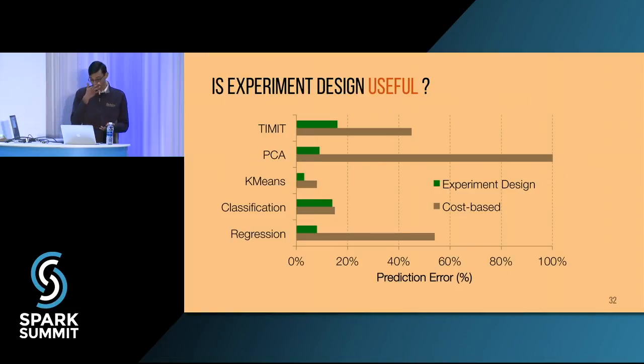The last thing that I'm going to present in terms of experiments is how useful this experiment design approach that I presented is, especially when you compare it to the greedy approach, which is a lot simpler. And across a number of different algorithms, what we found was that experiment design gave us a lot lower prediction error compared to the greedy approach. For some workloads like PCA, the cost-based approach was missing the entire performance model, and we were getting really high errors, while experiment design was able to keep us within a small error bracket when both of them were using a fixed budget.